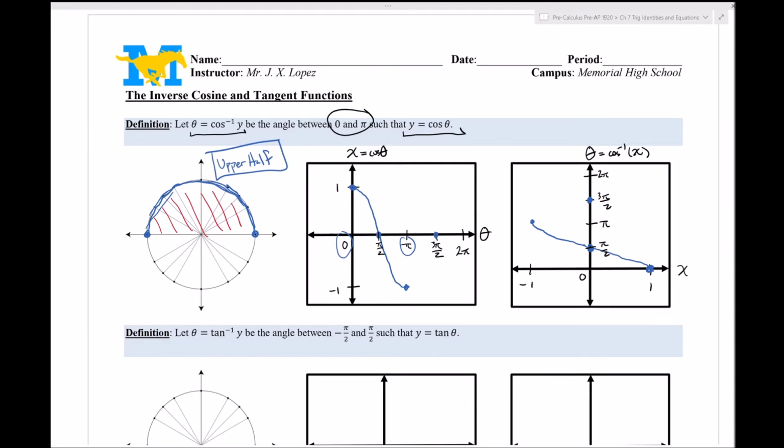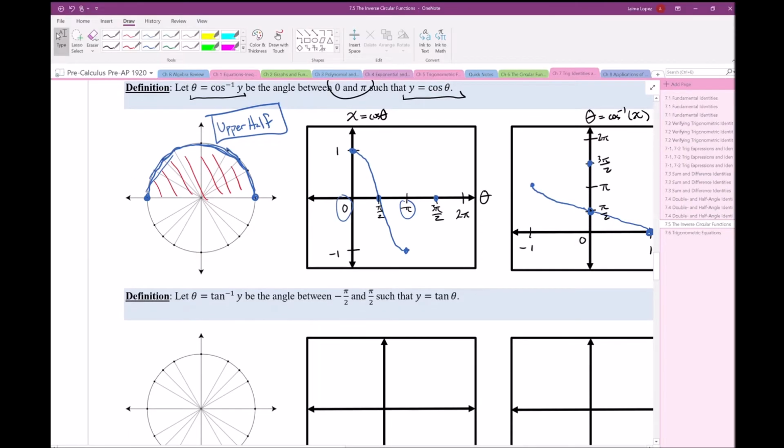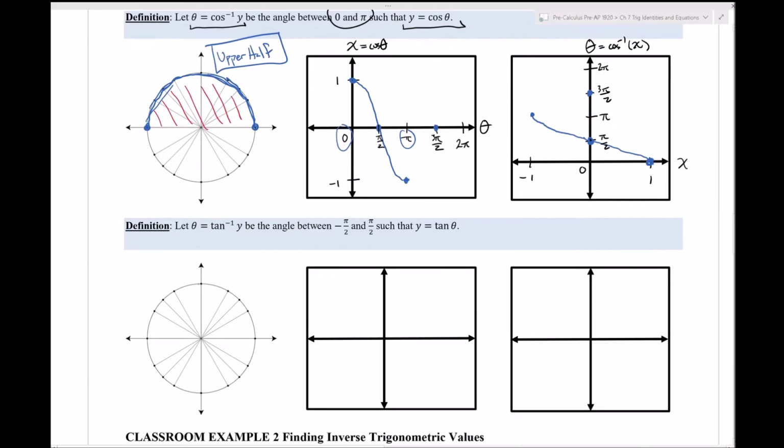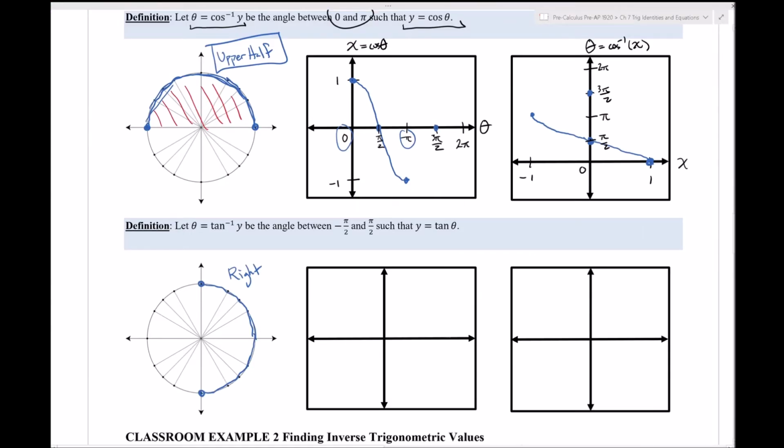Tangent. That's going to end up equaling the right half just like sine. Tangent and sine are odd functions, so they're going to behave the same way. We'll just take everything that's centered around the origin from negative pi over 2 to pi over 2. So for tangent, we're going to do the right half stuff. Now the nice thing is, tangent takes on a full period on the right half of the circle. So let's say this is negative pi over 2. This was positive pi over 2.